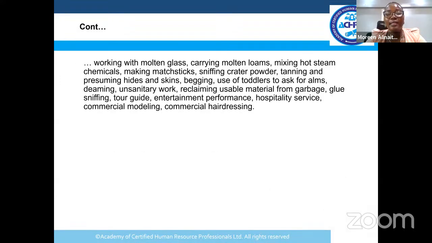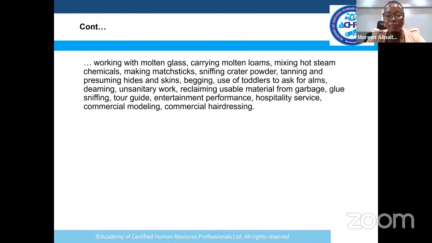working with molten glass, carrying molten looms, mixing hot steam chemicals, making matchsticks, sniffing crater powder, tanning and preparing hides and skins, begging. This is very specific, begging, use of toddlers to ask for alms. This also happens a lot in the cities, where mothers sit in a shed and then they put their children or babies outside, and then they are begging for alms.